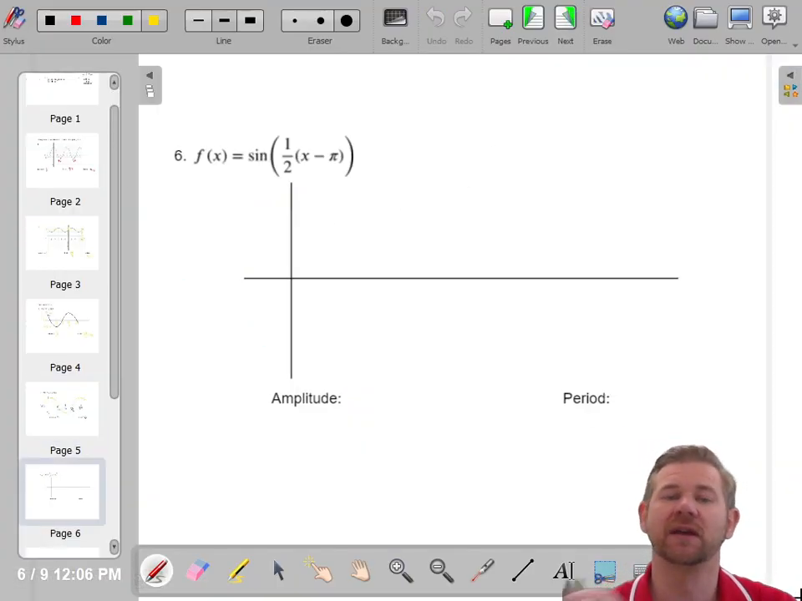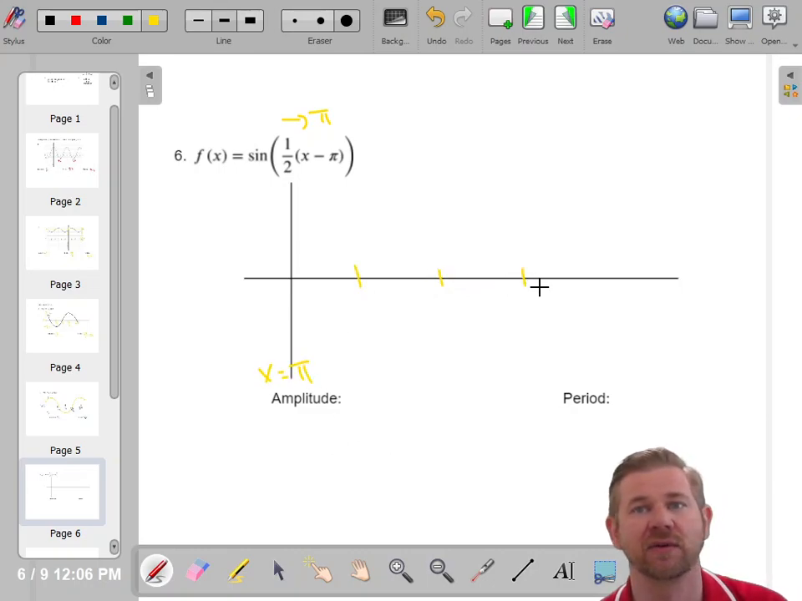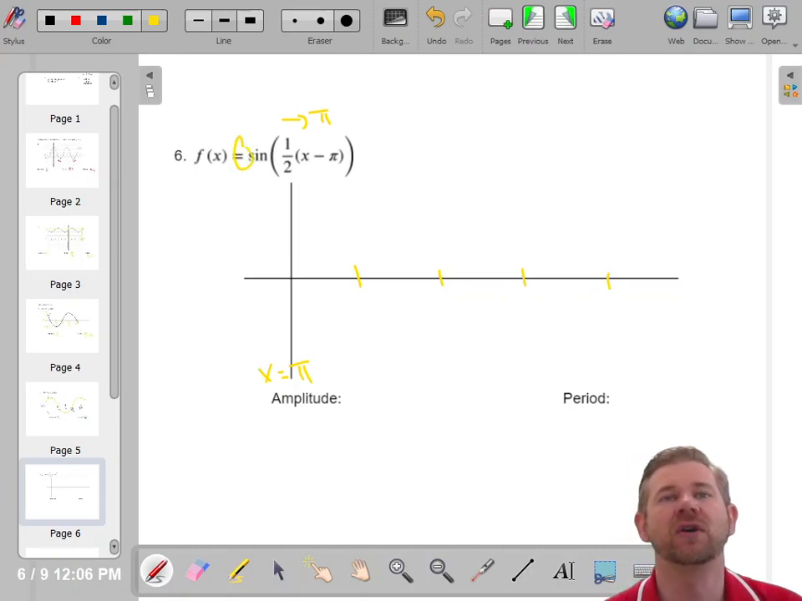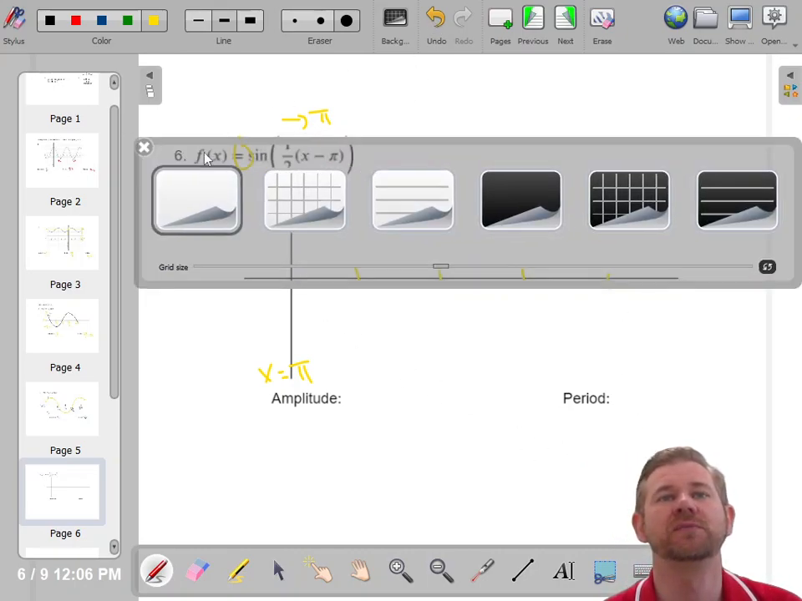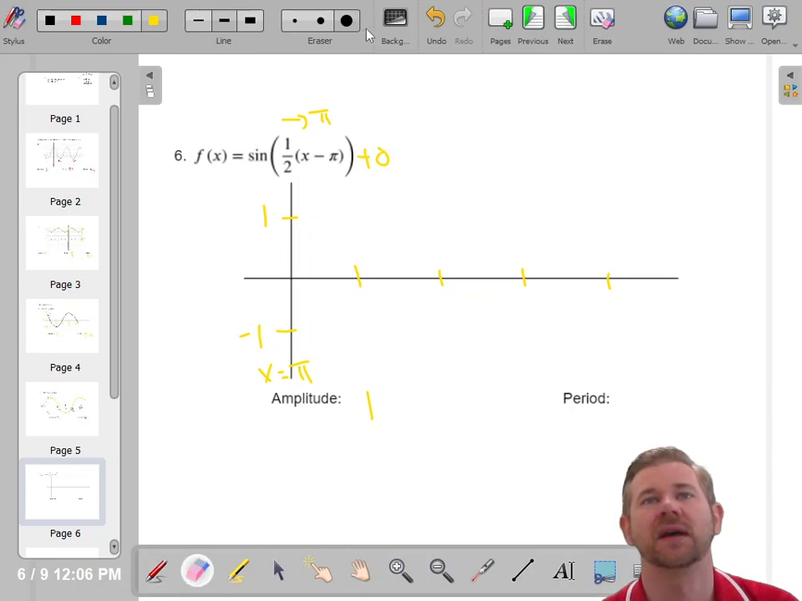All right, this one's going to be a little tougher because, number one, you have a phase shift. So on the inside, if it's x minus, that means it's going right pi. So we are looking at where x is pi. That's our start. It's not 0 anymore. There is no coefficient, so the amplitude is 1. There's a 1 in the front, so I'll just go up and down 1. And since there's no vertical shift, there's like a plus 0 on the end. The x-axis is still 0.